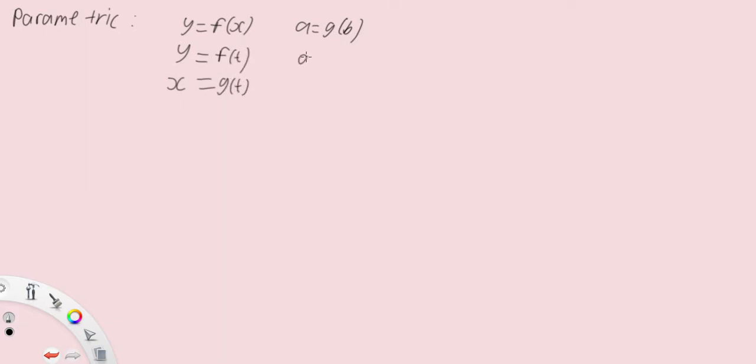And another example would be a equals, let's say, k(i) and b equals j(i). Okay, so of course in the case of y and x, you have common parameter t, and for a and b, the common parameter i. So how does this help us?